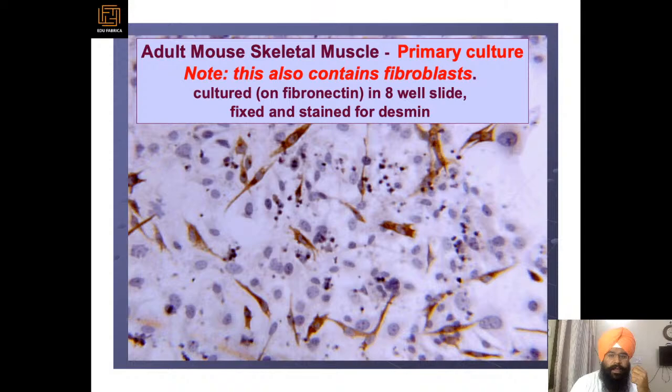So these are some analyses that you can see: adult mouse skeletal muscle cells, primary culture that we found, which also consist of fibroblasts on an 8-well slide plate, and they are stained with desmin. These fibroblasts are the long ones, and you are also seeing the skeletal muscles here. So both are visible.